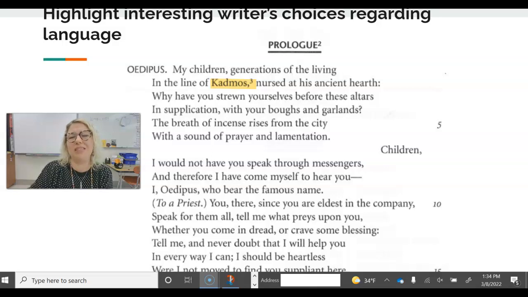Or suppliant? Somebody tell me how to pronounce that. I think I got it wrong.